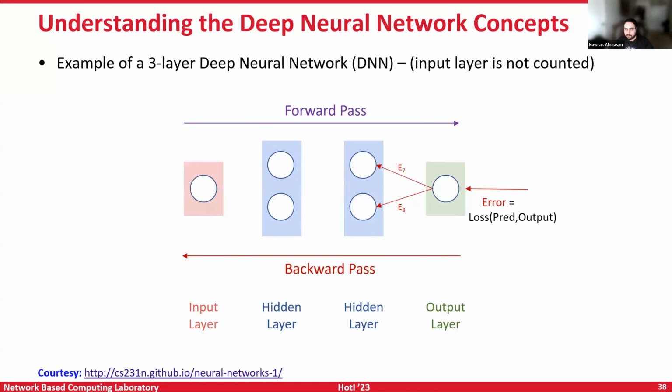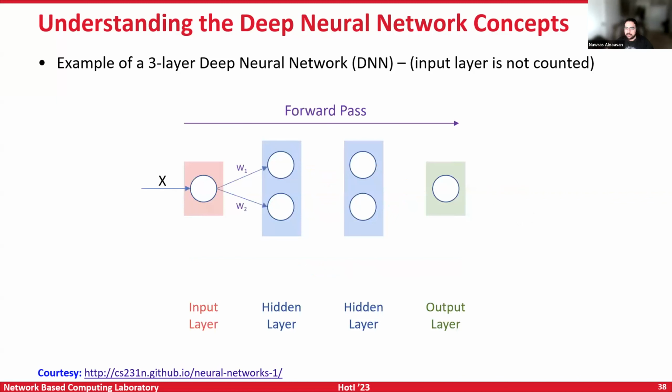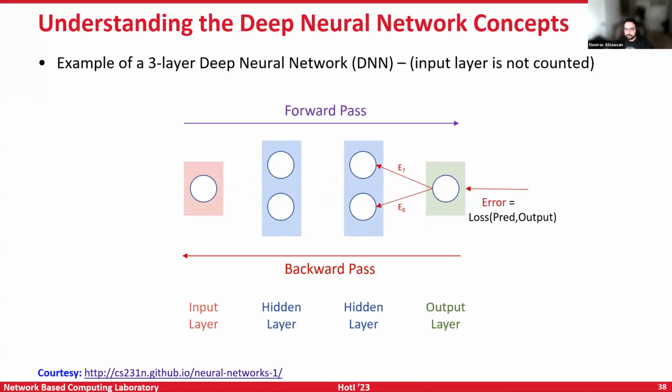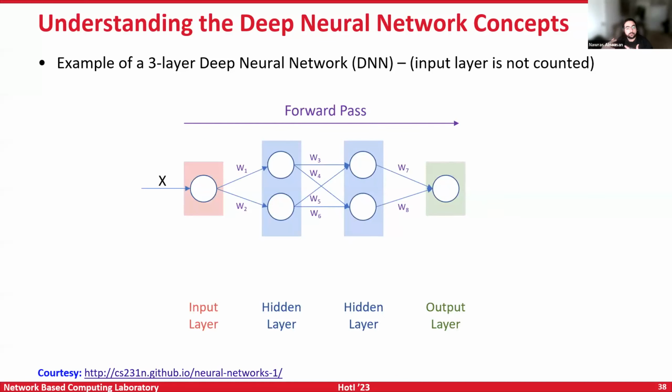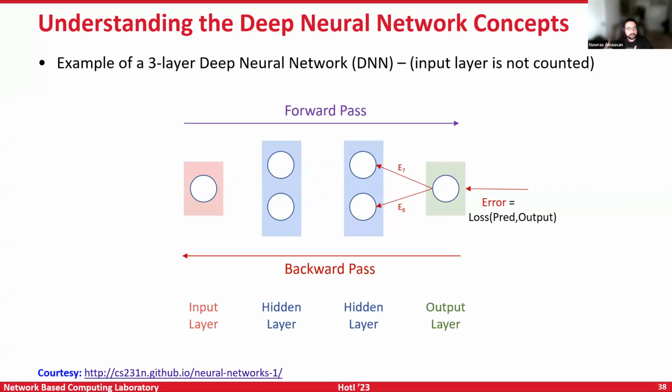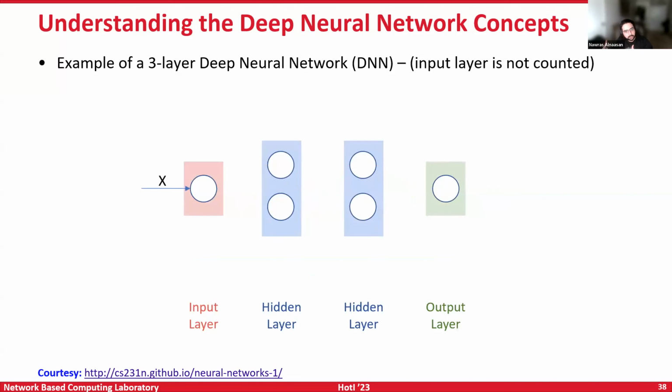Based on that error, we do the backward pass, which propagates the loss. So now we have not only the error at the end, but we have E7, E8, E3, E4. These are the errors for the rest of the layers. Based on those errors, we apply a weight update so that the next time we see a similar input, we give a more accurate prediction.